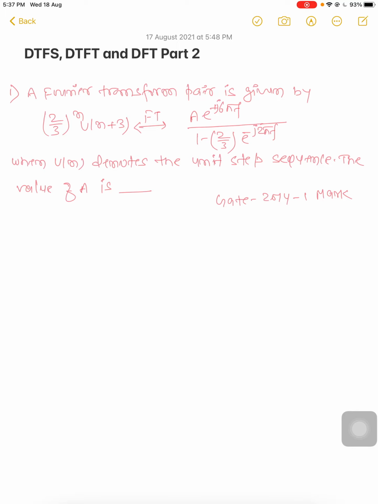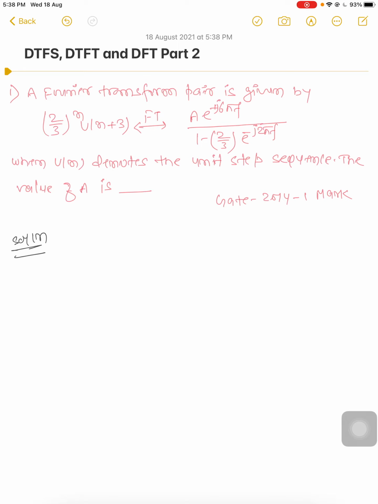A Fourier transform pair is given by (2/3)^n u(n+3) equals a e^(j6πf) upon 1 minus (2/3) e^(-j2πf), where u(n) denotes the unit step sequence. We have to find out the value of a. It is simply given the Fourier transform, and we have to find the value of a.